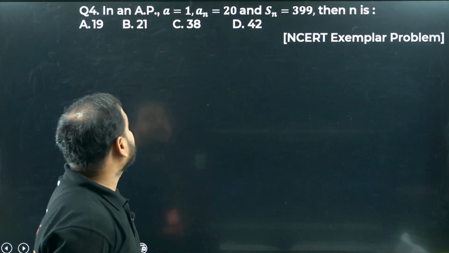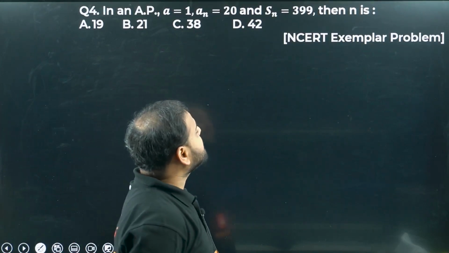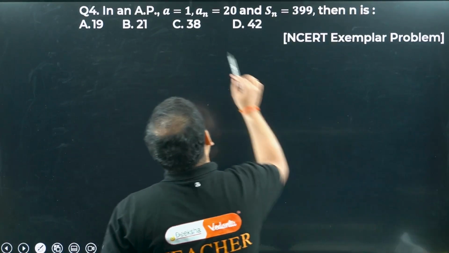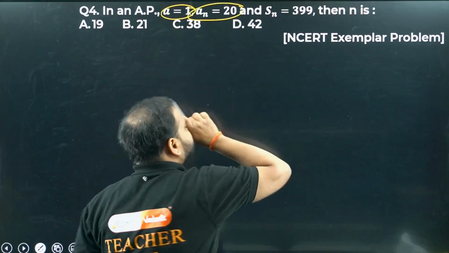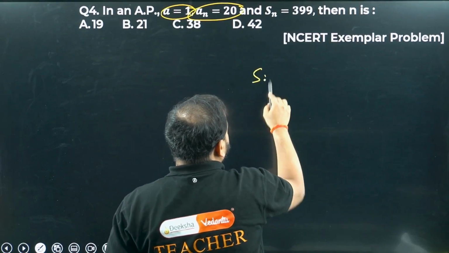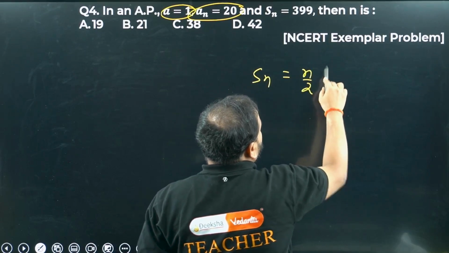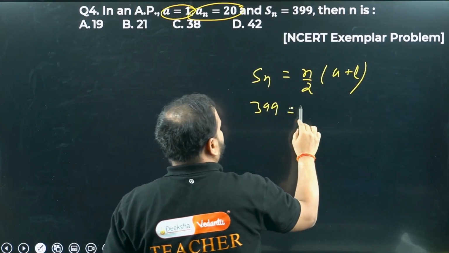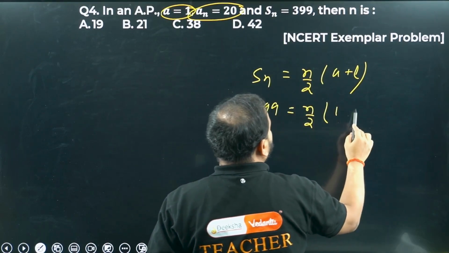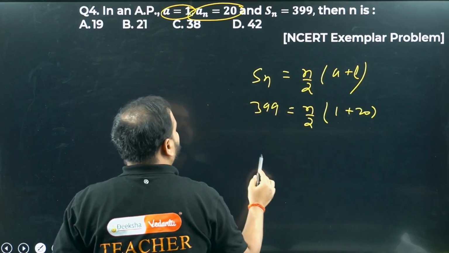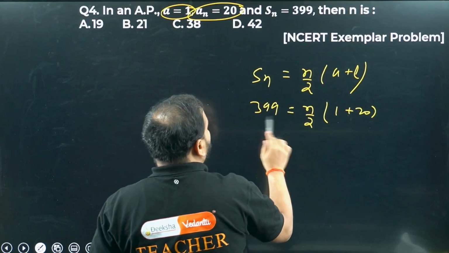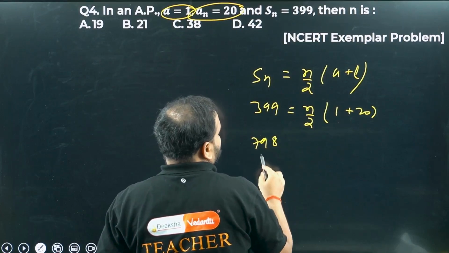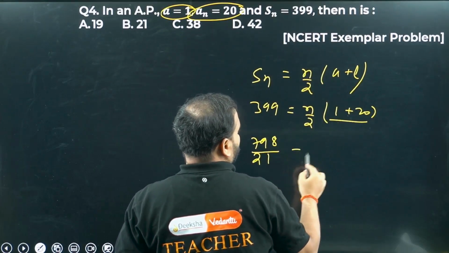Question number 4. In an AP, A equals 1, L equals 20, sum of n terms is 399. Then n is what? We'll apply the formula. First term is given and the last term is also given. I know the formula: n by 2 times (A plus L). Sn is 399, upon 2. A is 1 plus 20. 399 into 2, 798. 400 into 2 is 800 minus 2. So 798 divided by 21 equals n.